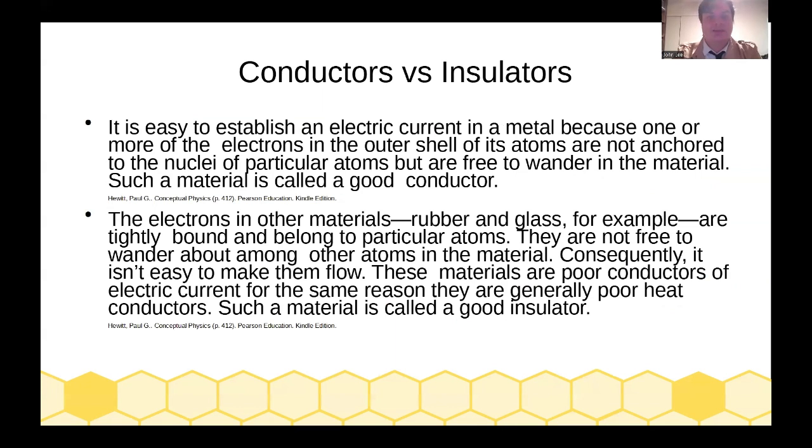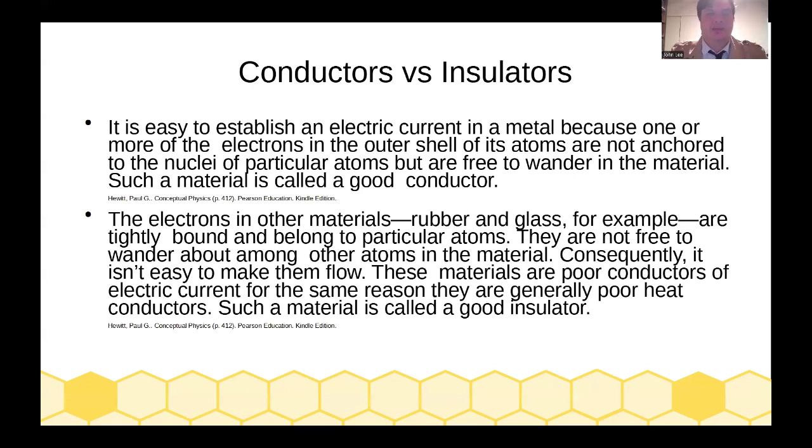It is easy to establish an electric current in a metal because one or more of the electrons in the outer shell of its atoms are not anchored to the nuclei of particular atoms but are free to wander in the material. Such a material is called a good conductor, and through that we are able to cause a conduction of electrons through the material and to see the properties of an electron through its movement through the material.